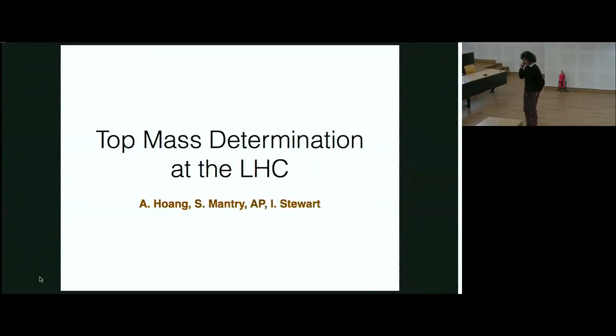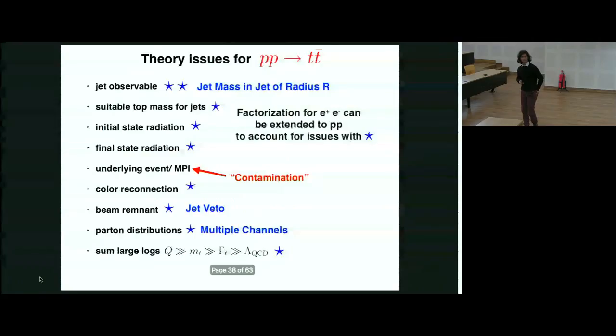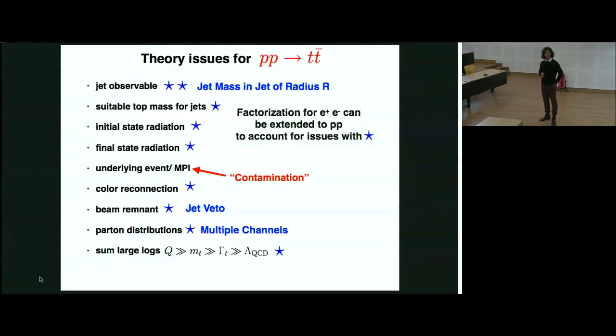Which brings me to the second part of my talk, top mass determination at the LHC. Having done this calculation in e plus e minus gives us confidence that we have set the foundation, and now we are ready to tackle a complicated problem. Now all these issues matter, and so we need a factorization theorem sophisticated enough to handle all these issues. But I should mention that there is no star here for underlying event and MPI. So this is beyond the scope of the factorization theorem, and we would still need to be able to handle this.